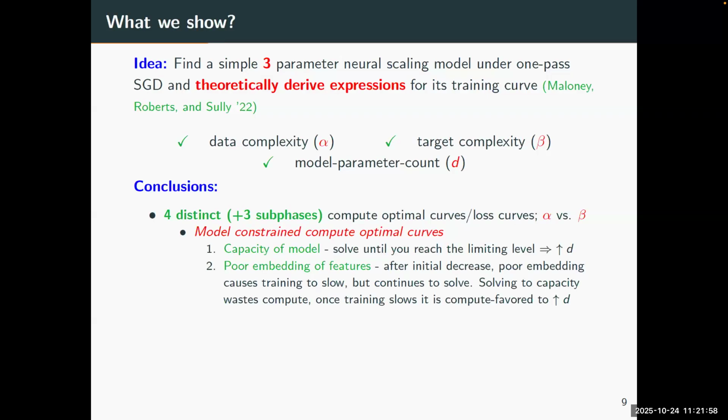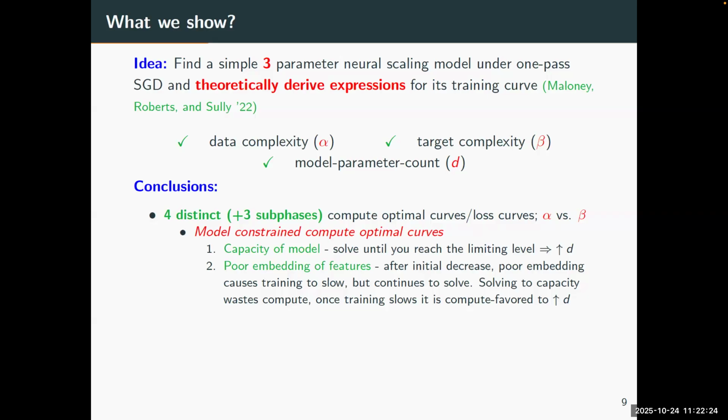And what we're going to show is that on this very, very simple model, there are going to be 4 qualitatively distinct compute curve shapes that you can get. And it's all going to depend on how the data complexity compares to the target complexity. You saw 2 of them. One was the capacity of the model. That was the one where you just go straight down and you stop. I explained this poor features embedding.